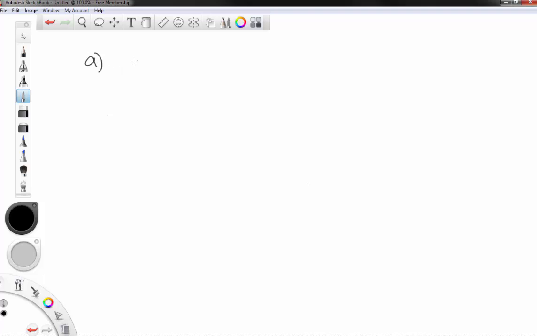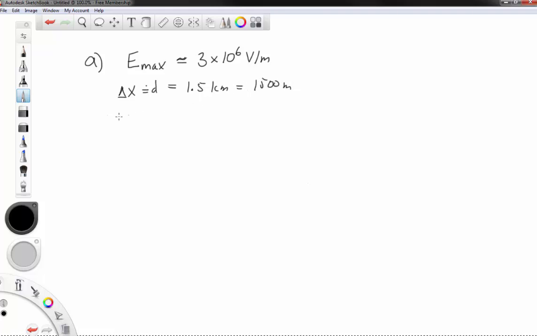All right, to answer part A, we use the dielectric breakdown for air, and again you should look this up in the table provided or in a textbook. The dielectric breakdown strength for air is about 3 times 10 to the 6 volts per meter. And we've been given a distance, effectively delta X, if you will, or D, or if it's vertical, we might say delta Y or H, whatever. This is 1.5 kilometers, which is 1,500 meters.